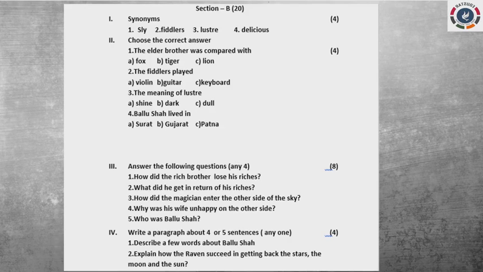It is short answer. So I will ask 5, and you have to answer 4. It is for 8 marks. And there are 2 paragraph questions, in that you have to answer 1. This you have to write on your own, referring to your book as well as classwork. So here I have given 2 questions, right? Describe a few words about the Balusha. So you know about Balusha, right? So you have to describe, and explain how the raven succeeded in getting back the stars, the moon and the sun. For that I have given some points in the classwork. Additional points you can write on your own. Okay.